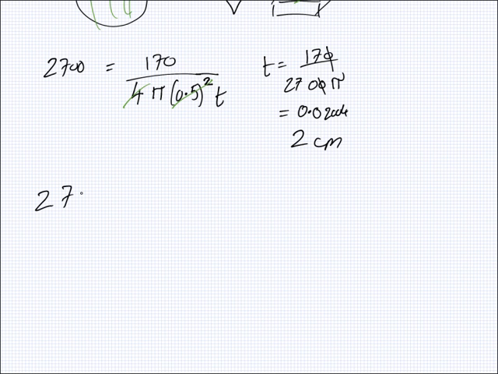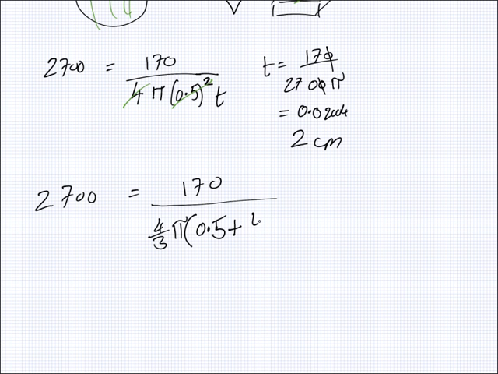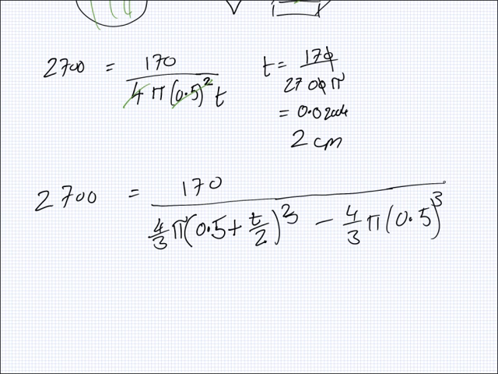So, 2700 equals 170 over 4 over 3 pi, and now the big radius. The big radius will be 0.5 plus t over 2. We won't make the same mistake as last time, because you have to half the t. Minus 4 over 3 pi, or... Oh, sorry, that should be cubed.